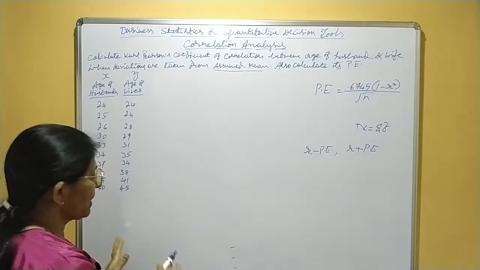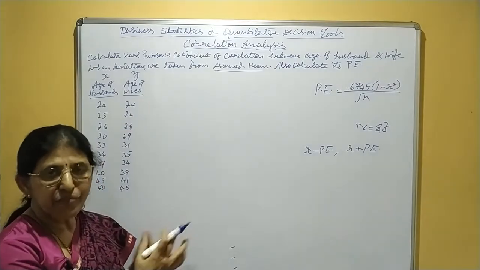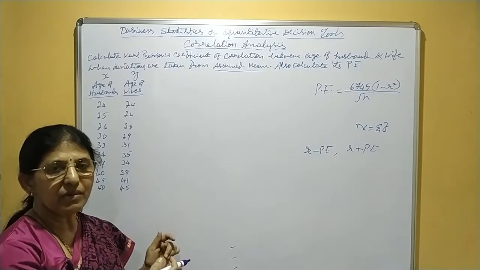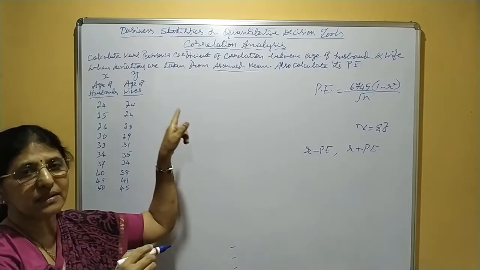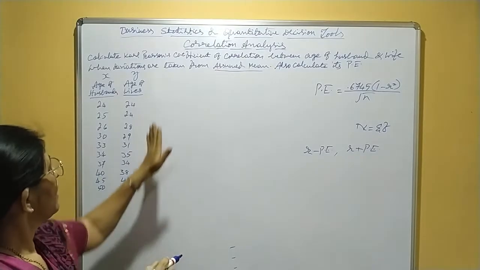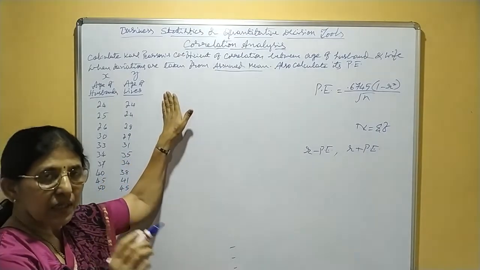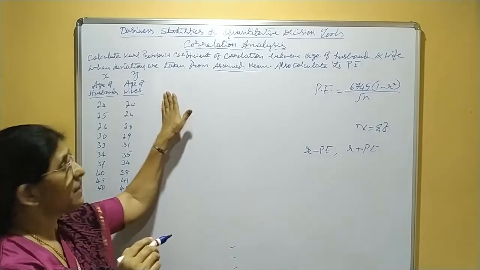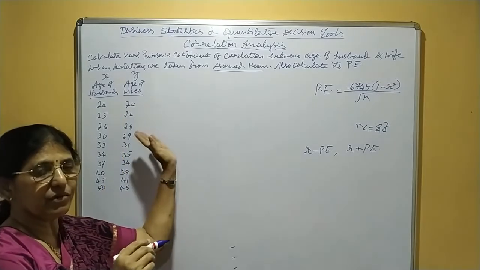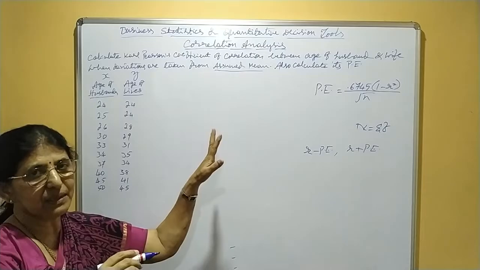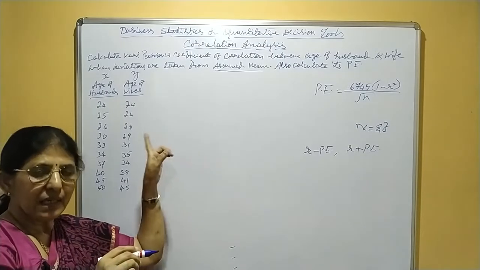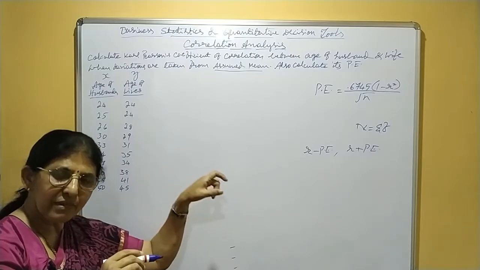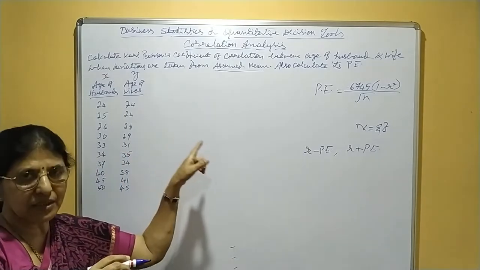Anyhow, in the examination, before taking the solution, you have to write: let x equals age of husbands, y equals age of wives. Now here two variables are there, so we have to take the deviations of both the variables. Therefore, in order to avoid the confusion, in the place of D, I have used P and Q.